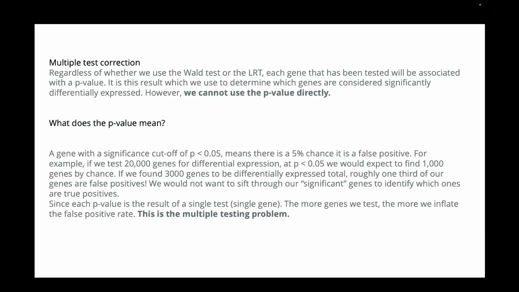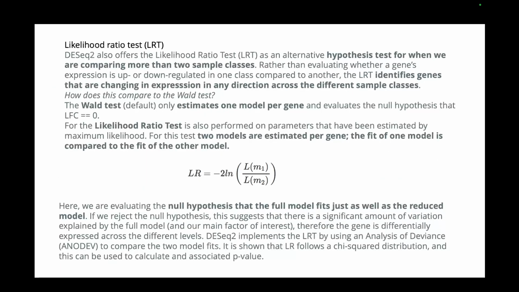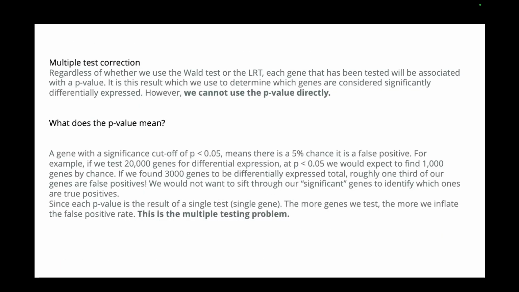Now when you have calculated the likelihood ratio test or Wald test, whatever hypothesis testing you're doing, these are multiple tests that you are performing. Regardless of whether you use the Wald test or LRT, each gene that has been tested will be associated with a p-value. It is this result which we use to determine which genes are considered significantly differentially expressed. However, you cannot use this p-value directly, whether from the Wald test, LRT or whatever model you are using.